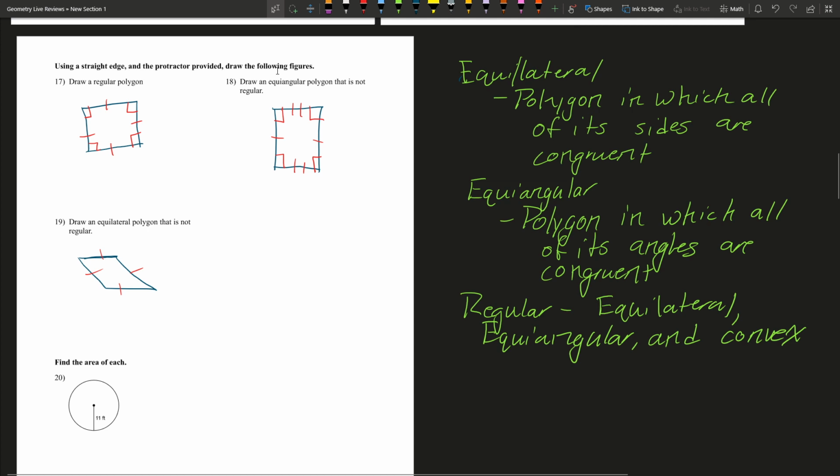You could also be clever and draw an equilateral polygon that is not convex. So think something like that. This would also work, right? This is equilateral but not equiangular, so not regular. Which is also not convex, so it doesn't meet any of the definitions but equilateral.